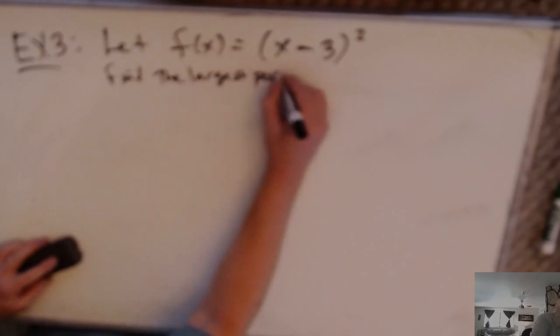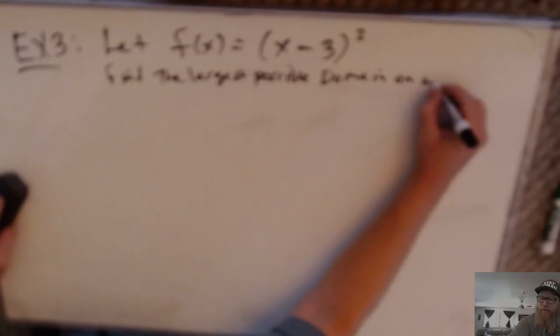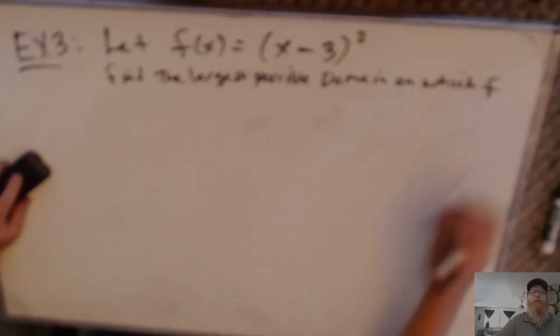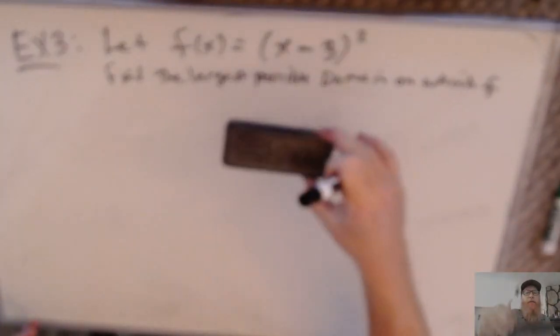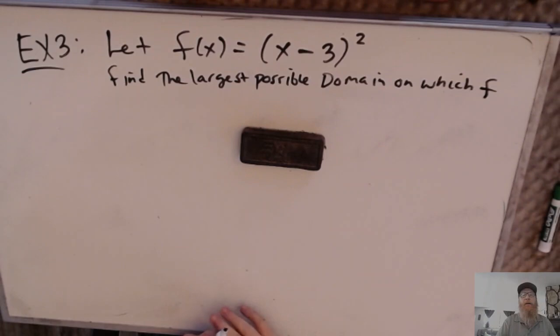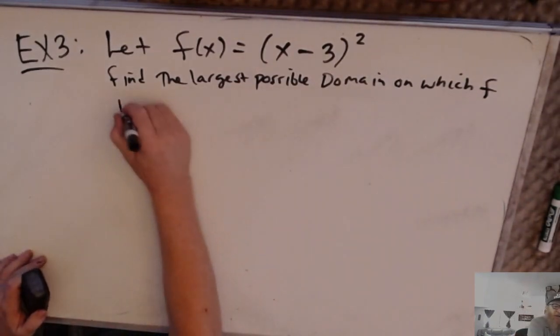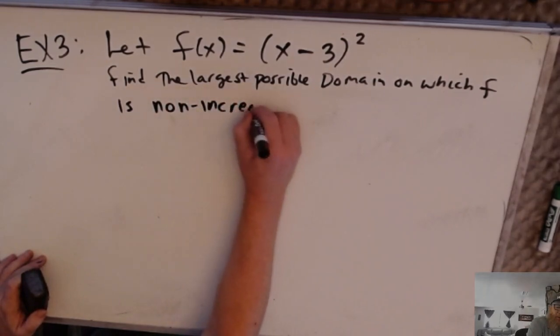Find the largest possible domain on which f, oh no, come on, there's the eraser, you see it? Come on, back to me. Good. Find the largest possible domain on which f is non-increasing.